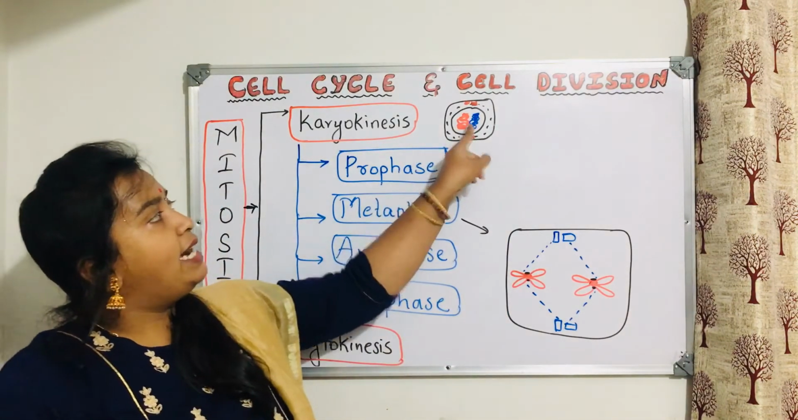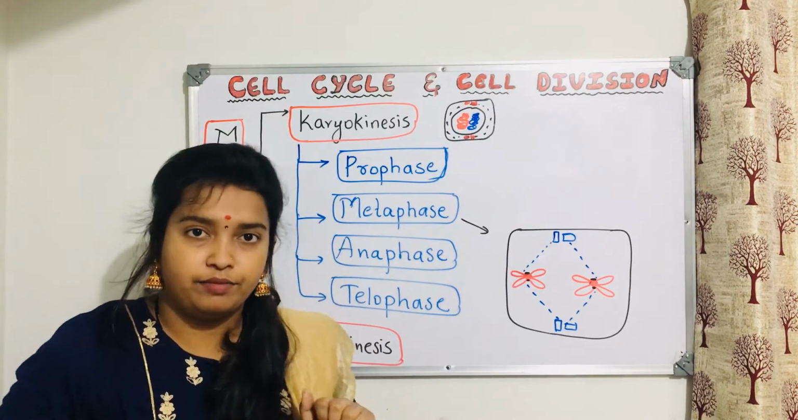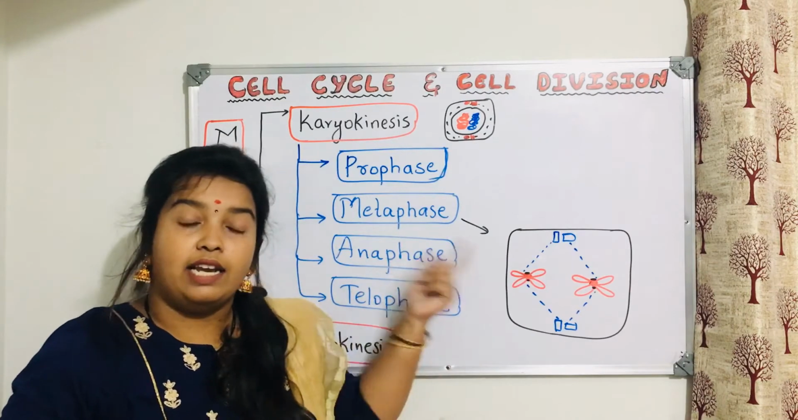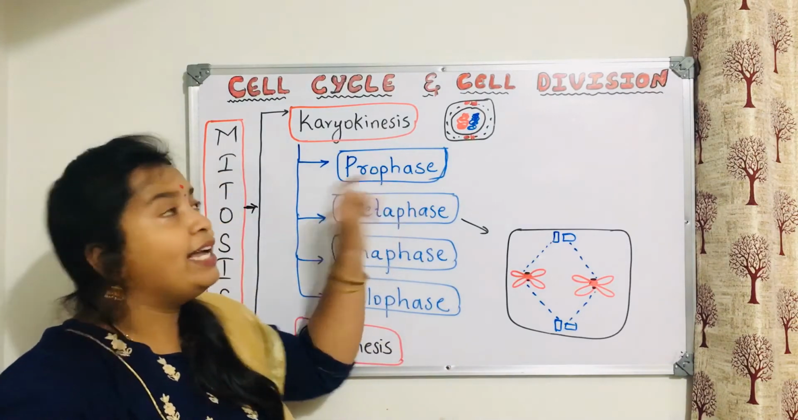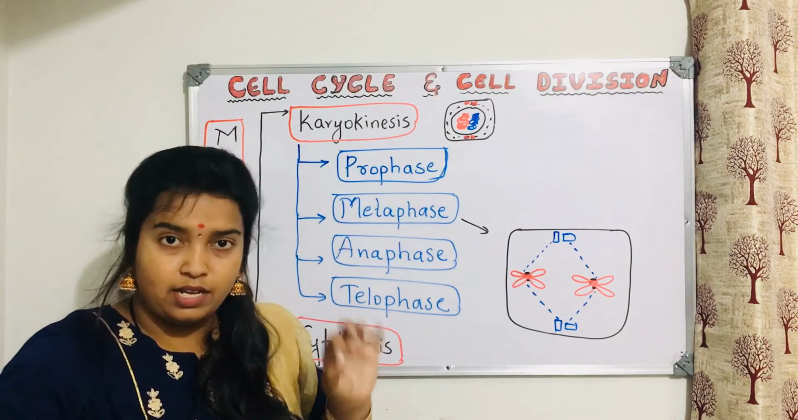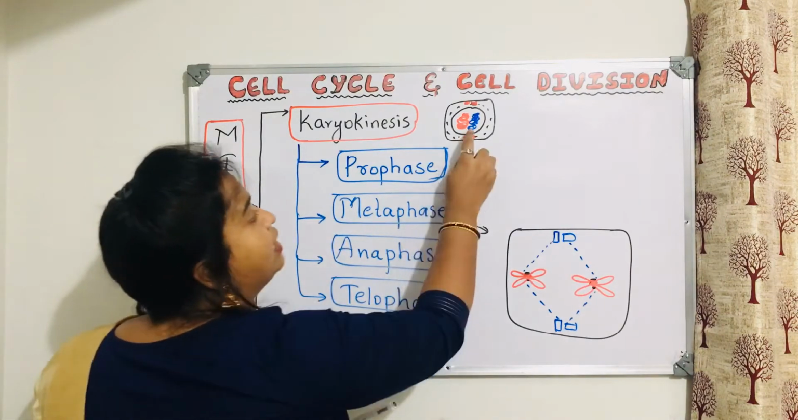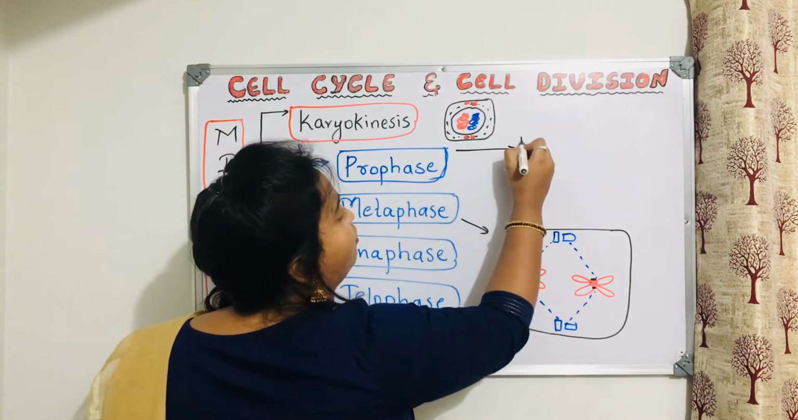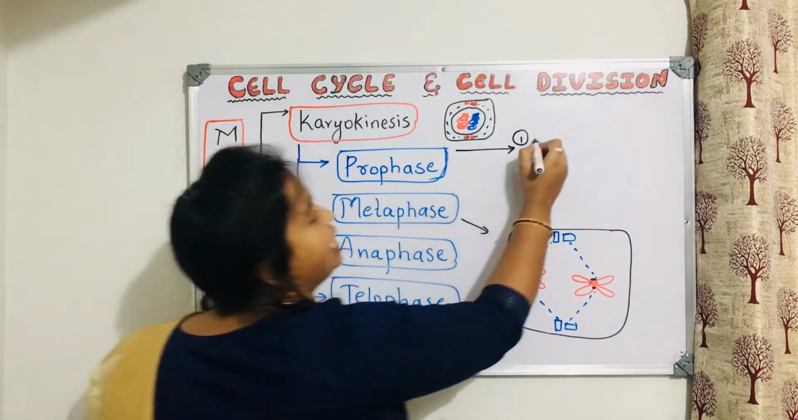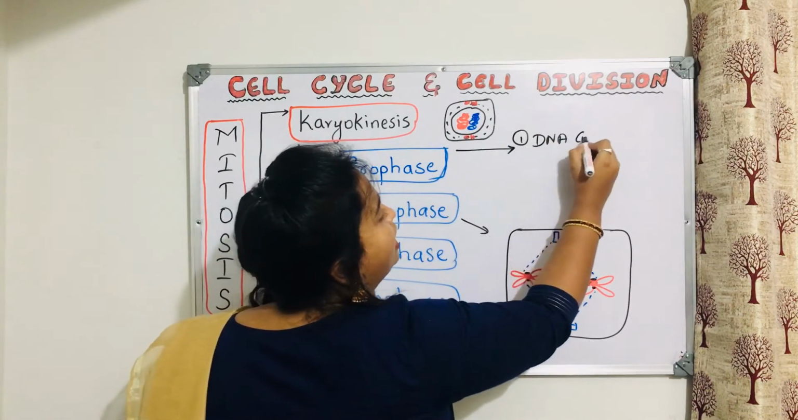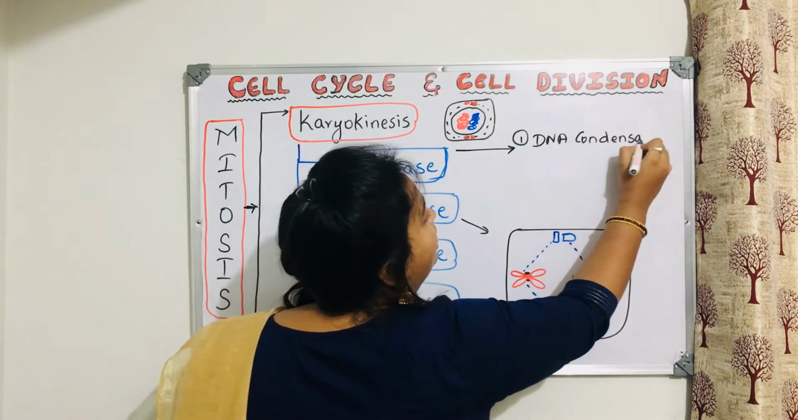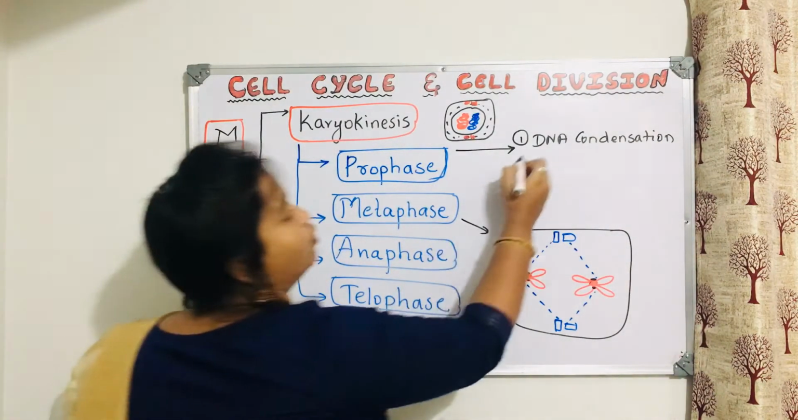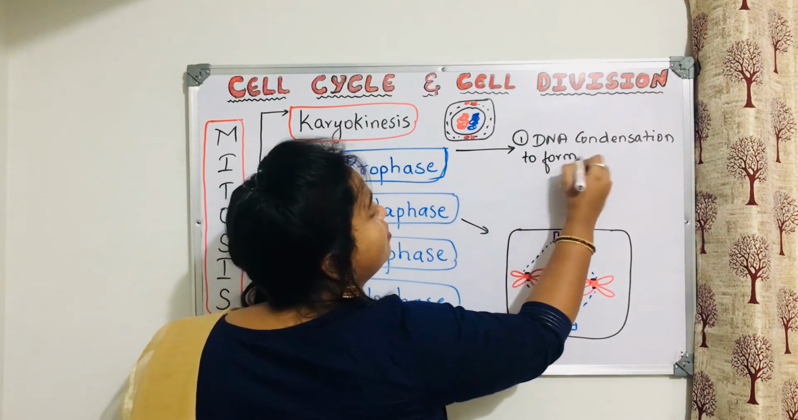What are the differences you are able to see? Here you can see that DNA is in the form of thread, and here it has become chromosome. Then in which stage did DNA get condensed? Obviously, DNA got condensed in this stage called prophase. So what will happen in the prophase? The DNA which was in the form of thread will start condensing. So the first step in prophase is DNA condensation. DNA gets condensed to form chromosome.